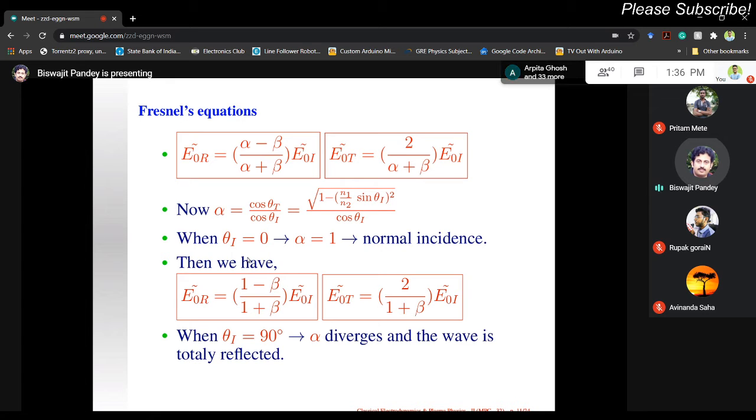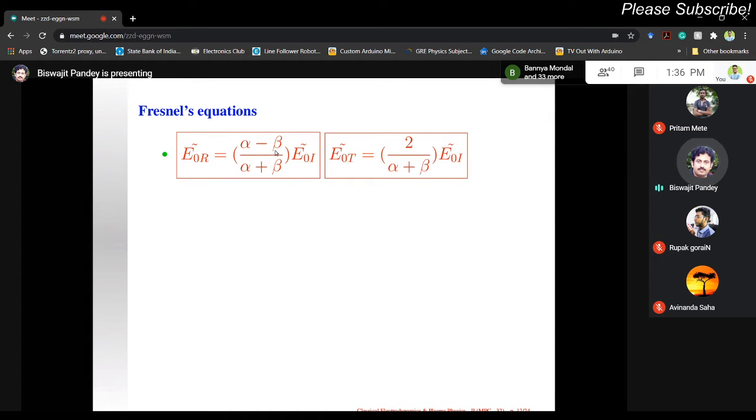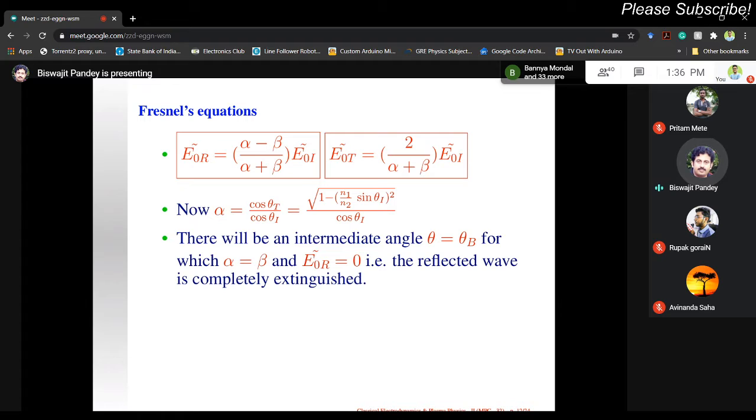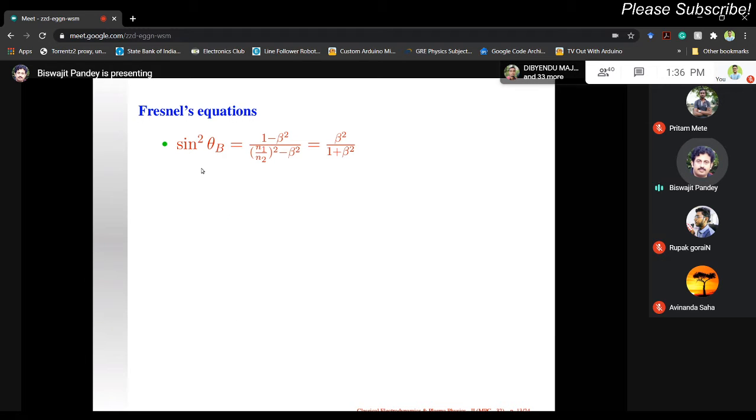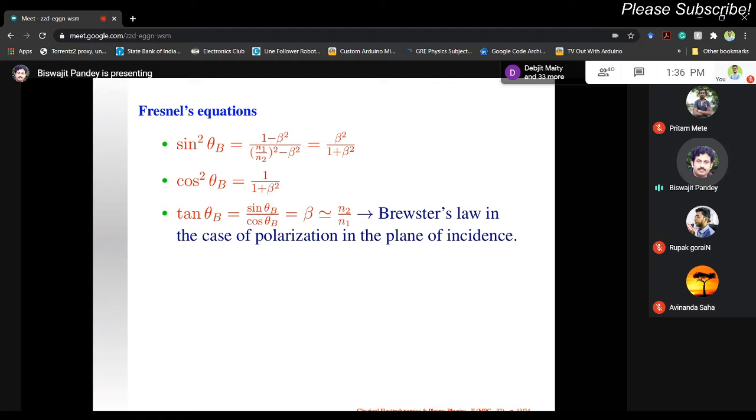We can also have another case where alpha equals beta, that corresponds to some angle of incidence which we call theta b, or the Brewster's angle. If theta equals theta b for alpha equals beta, for which E0R will be 0, then you can find the value of theta b in terms of the refractive index of the two media. So we derived that tan theta b equals n2 by n1, the well-known Brewster's law for polarization in the plane of incidence.